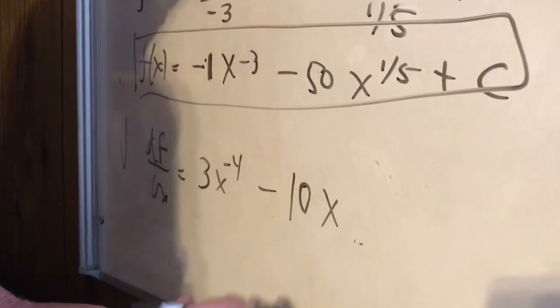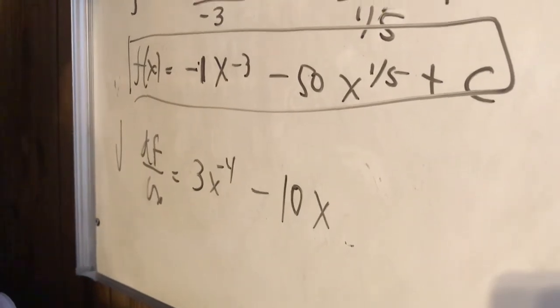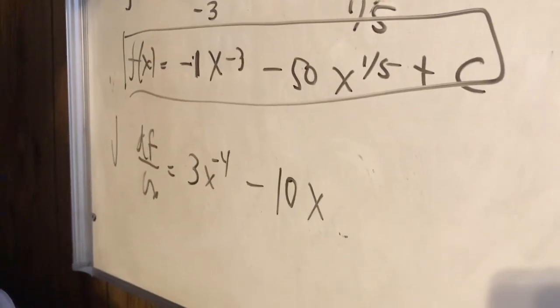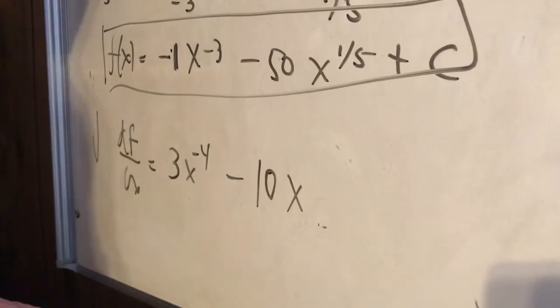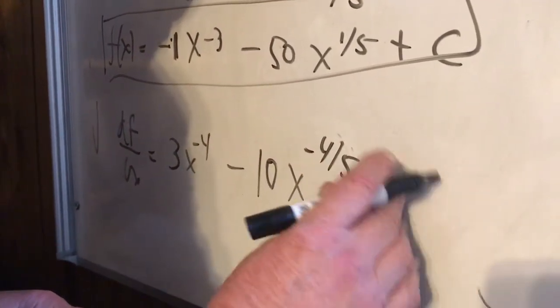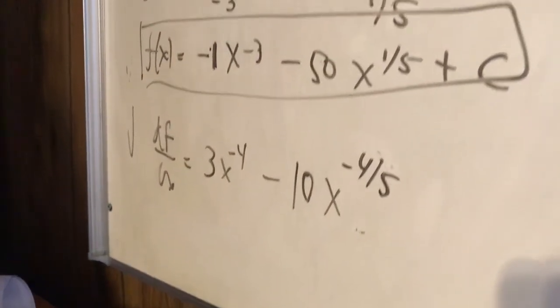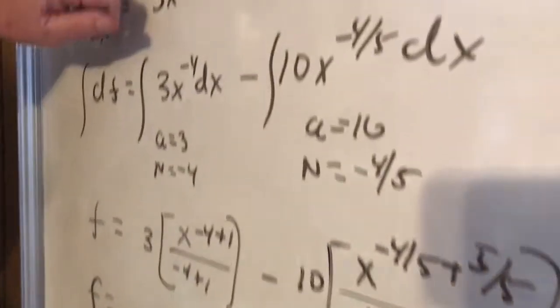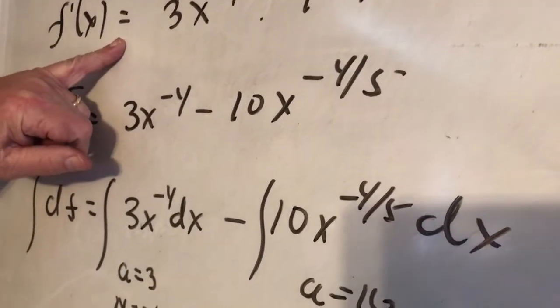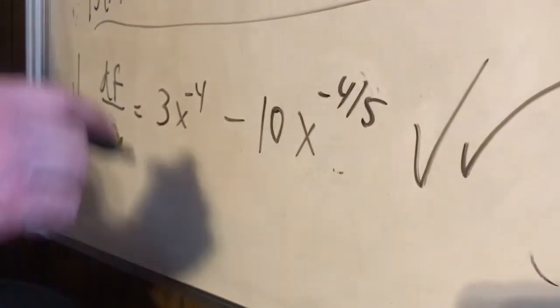X to the 1/5 minus 1, right? So it's 1/5 minus 5/5. It's going to be minus 4/5 plus c, 0. So let's see, what was my original problem? Well, when I took it down here, 3x to the minus 4th minus 10x to the minus 4/5. It checks. So this is the right answer.